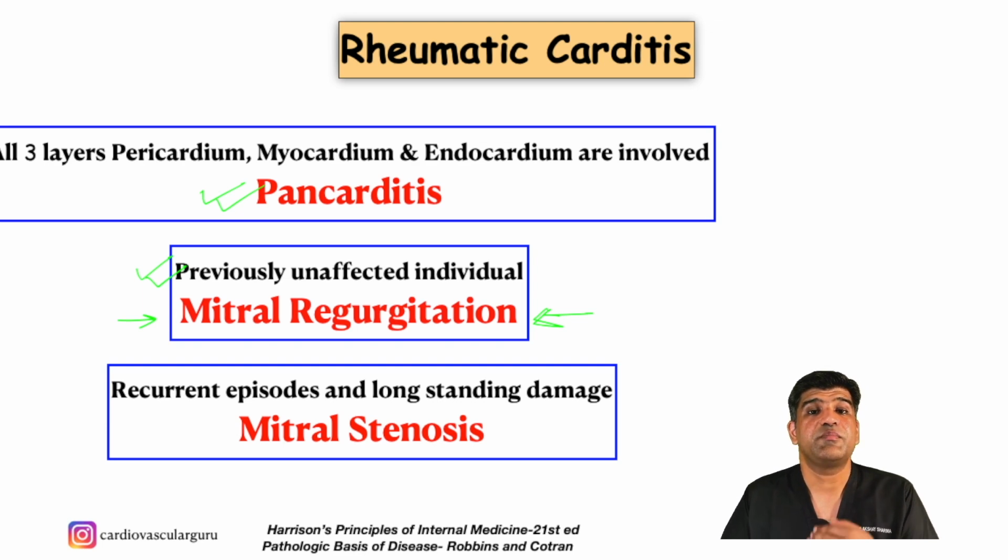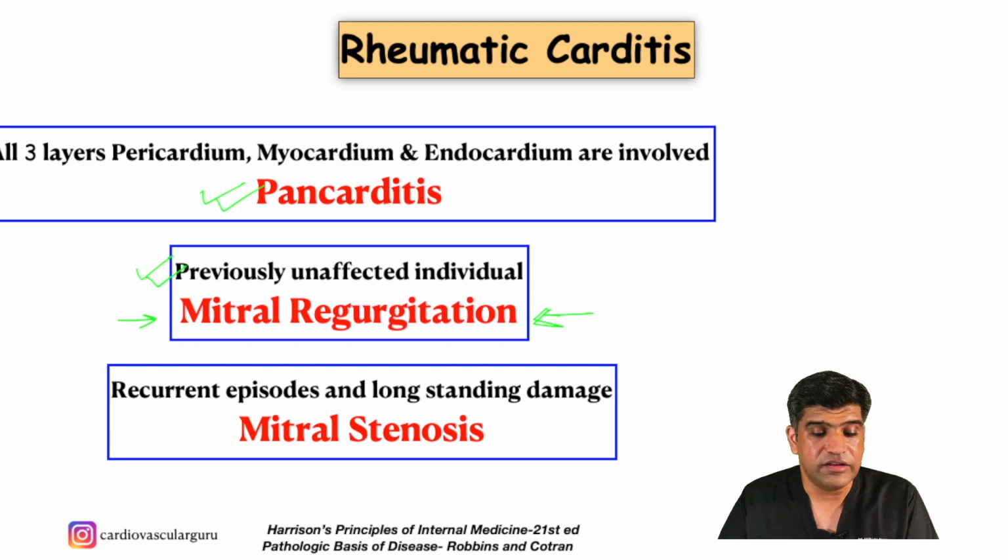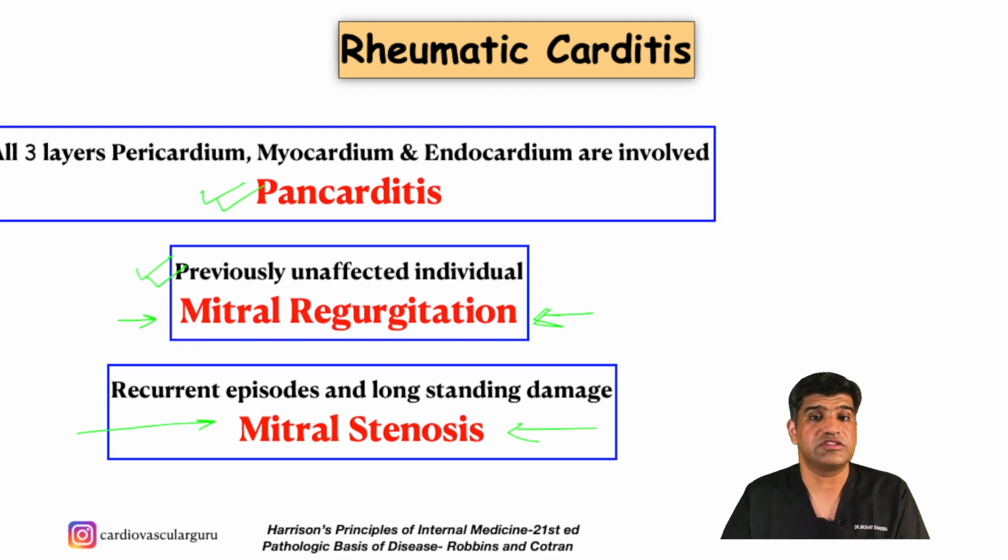When there are recurrent episodes of rheumatic fever or a long-standing disease process, it slowly and ultimately damages the valve, and the patient after long-standing disease has mitral stenosis. So the initial lesion is always mitral regurgitation in acute rheumatic fever. In the acute stage you will always find mitral regurgitation and never mitral stenosis. Mitral stenosis is a result of a long-standing disease.